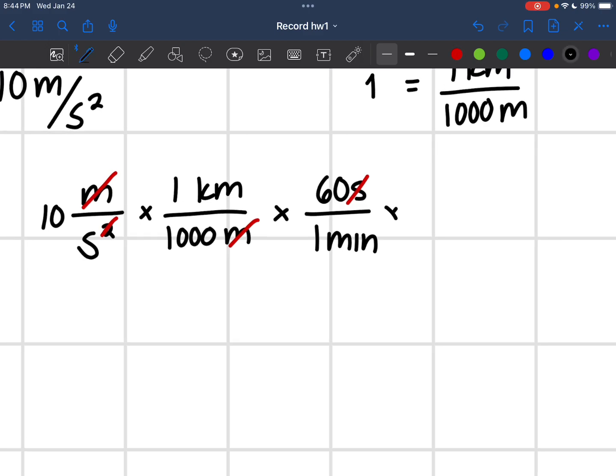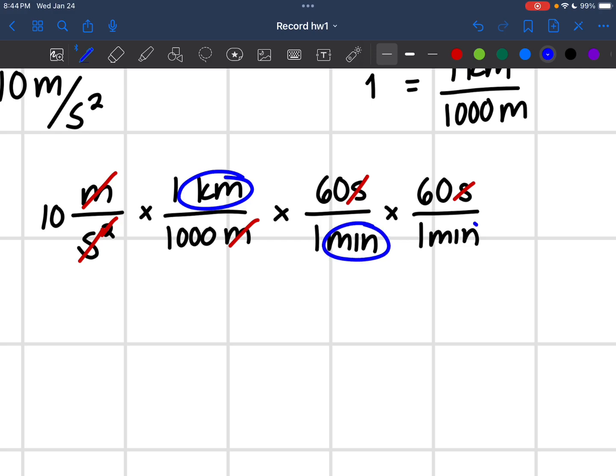So I have to do the same thing again, right? 60 seconds times 1 minute. Seconds will cancel with the rest of that. Because then I'm left with the remaining units that didn't cancel, kilometers per minute squared, right?